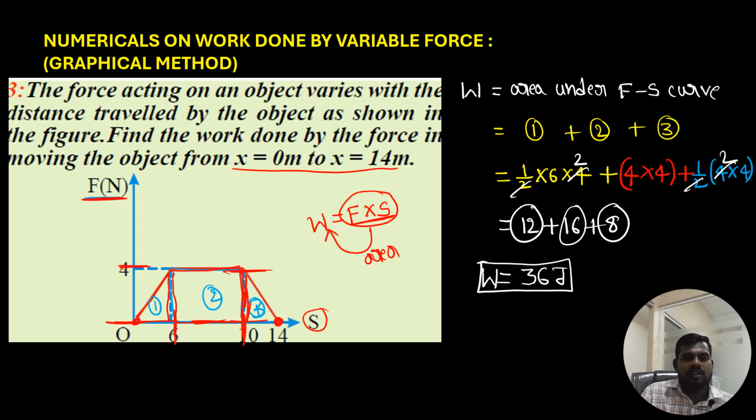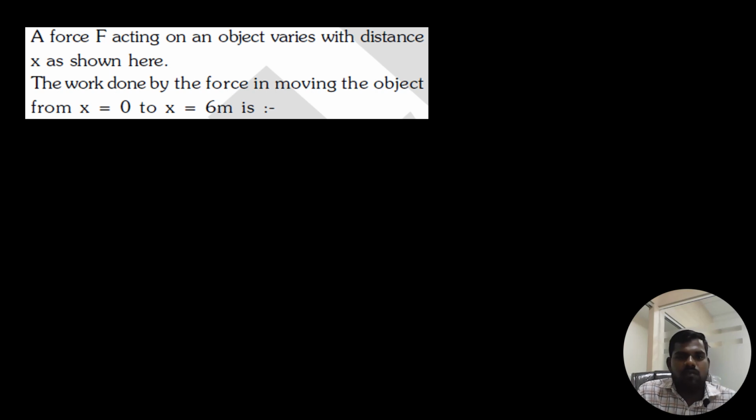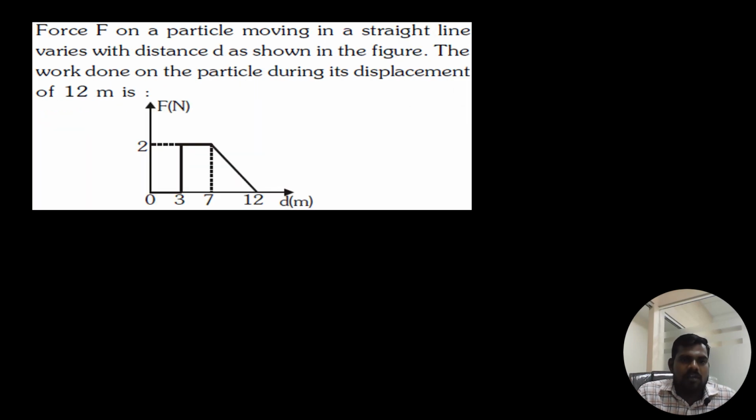Okay, right. Next question also we can see. A force acting on an object varies with the distance x as shown here. The work done by the force in moving the object from x equals 0 to x equals 6 meters. Sorry, I think I didn't copy that diagram in this case. Maybe it is not possible to explain this question, so please leave this question. Come to the last question here.